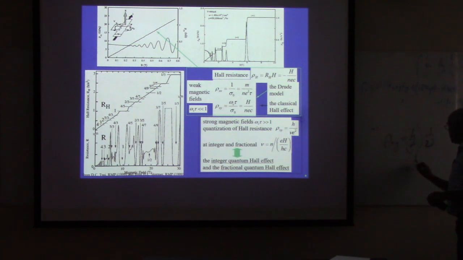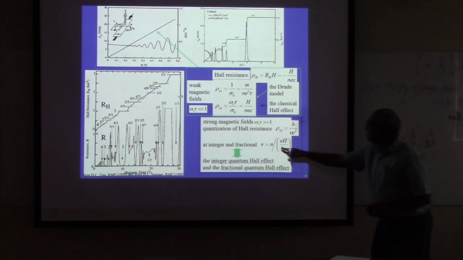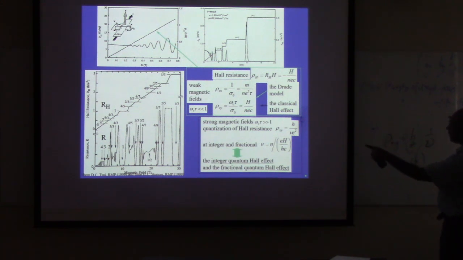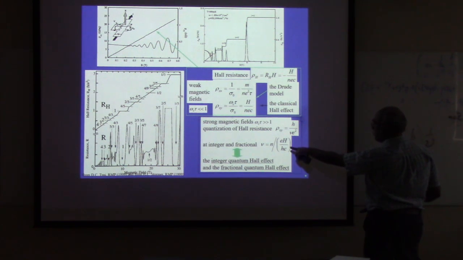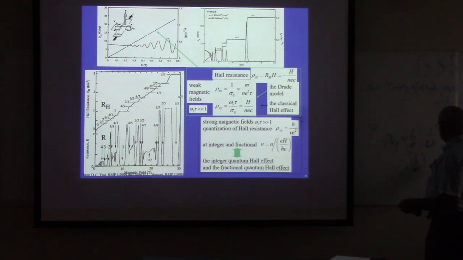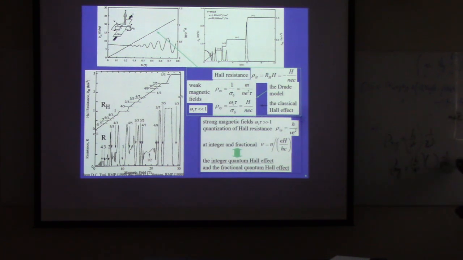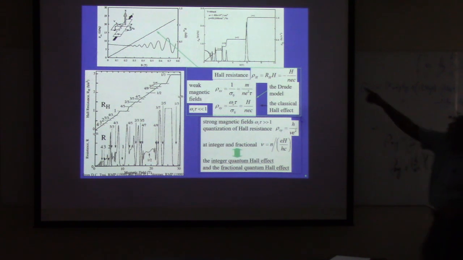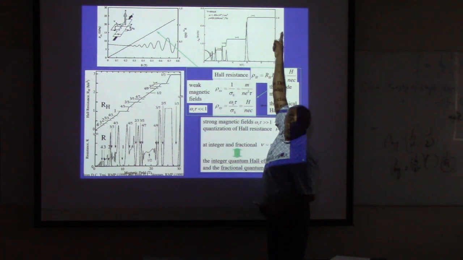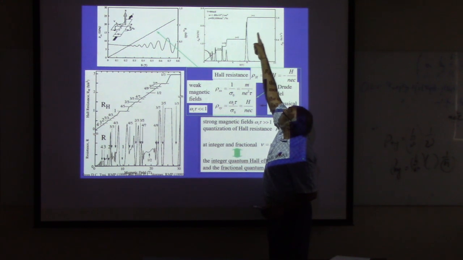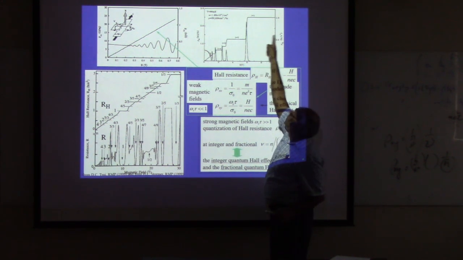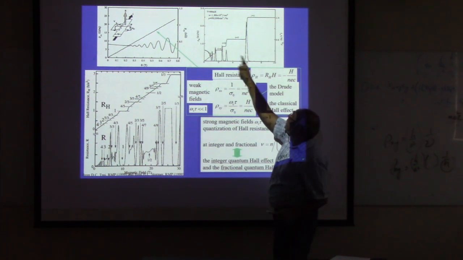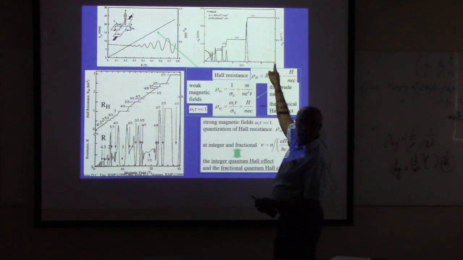So this 1 over nu is given as some function 1 over n, or sometimes we can call this one i. That's the order of that plateau. You can see when that n is smaller, that rho xy is larger, right? So that means for n equals 1, you saw that large value, but it's completely flat, the rho xy value. During that time your rho xx is completely 0.